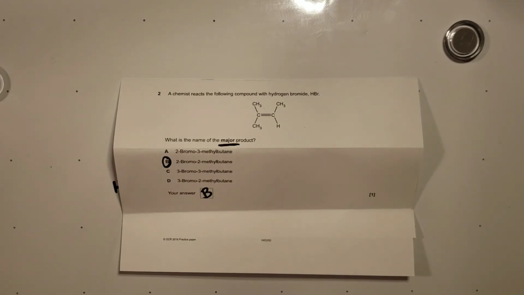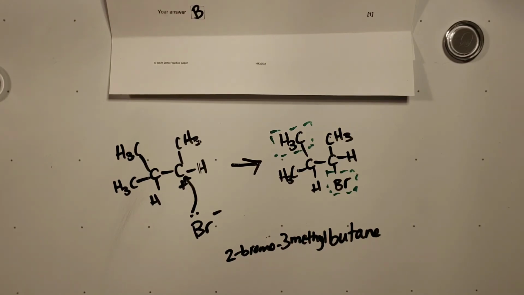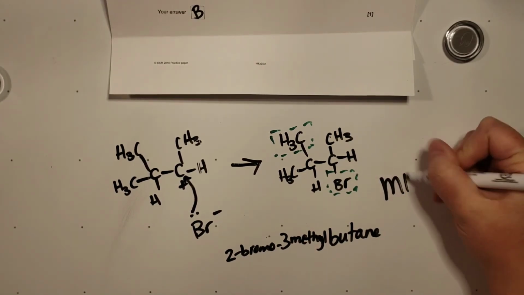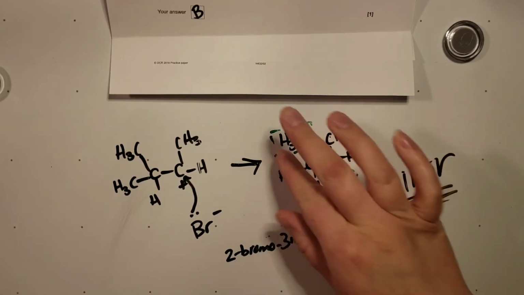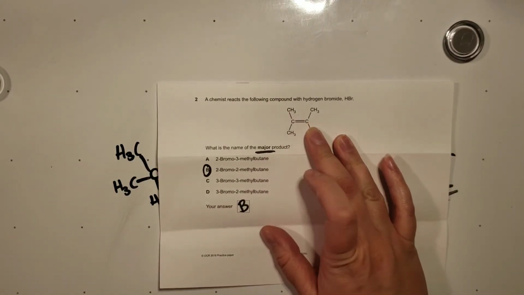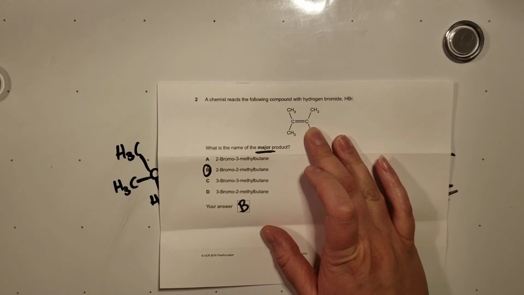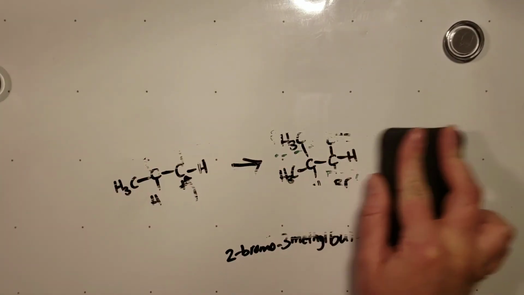So if we look back at the question, the 2-bromo-3-methylbutane is A. So this does form, we can see in the mechanism that you do get that product, but this product is the minor product. So do watch out for that. They will put answers that are correct, but they're just not right for the question that's being asked. Because they asked for the major product, A is wrong.